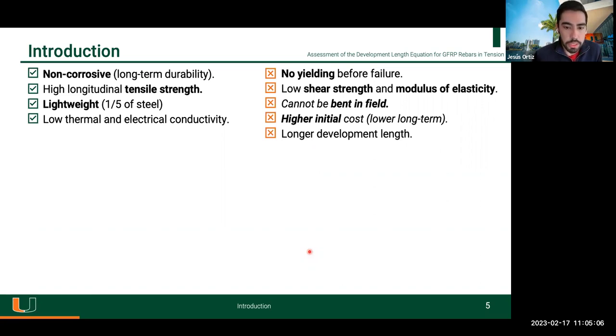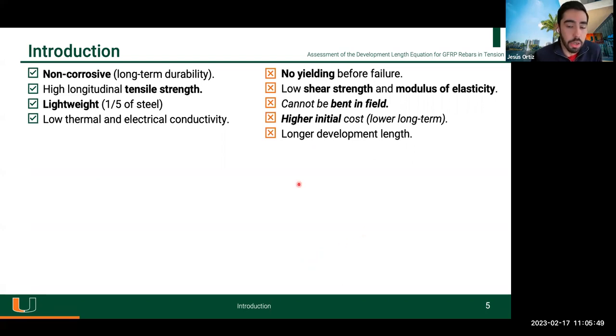First, it is elastic up to failure, so no yielding before failure. You don't have that ductility compared to steel rebars, although in a reinforced concrete element, there could be some design approach to reach some ductility, but we won't go into detail. It has bigger deflection compared to steel because of its low modulus of elasticity. It cannot be bent in field. I put this sentence in italics because it's not 100% true anymore. There are some types of resin that allow bending in field.